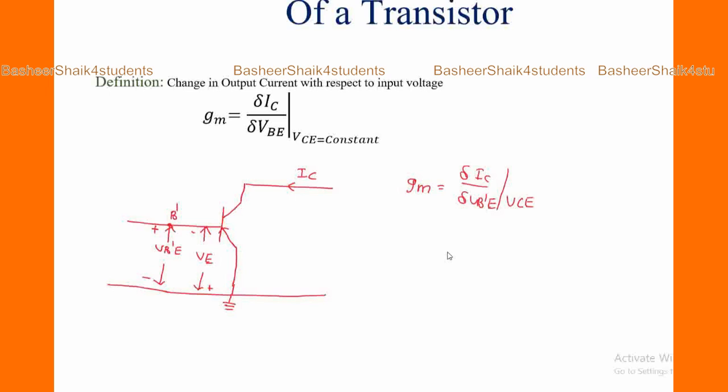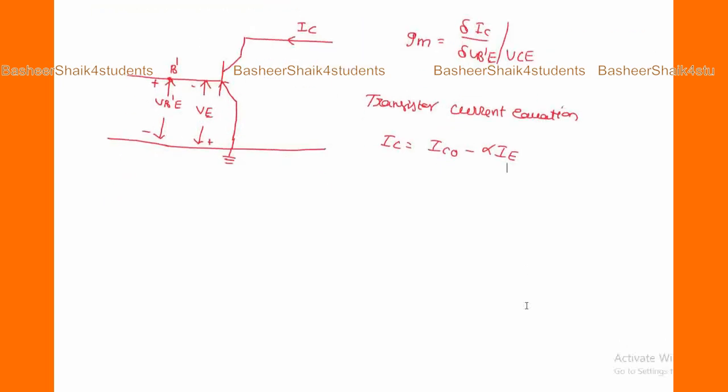As per the transistor current equation, IC is equal to IC naught minus alpha IE for a PNP transistor. Here if you observe, IC is the collector current, IC naught is the leakage current, IE is the emitter current, alpha is the current amplification factor of the common base.